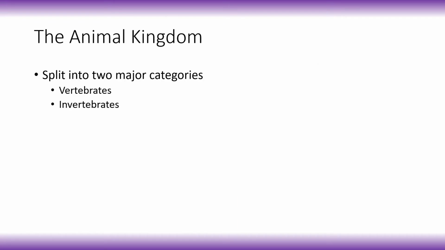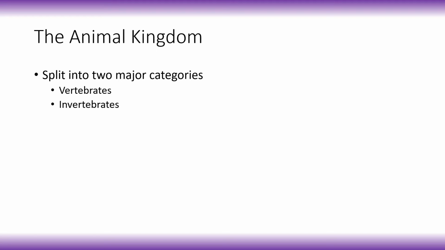So in this lesson, we're just going to be focusing on discussing the animal kingdom, and when we're talking about classifying animals, the first step is to split them into one of two major categories, and those are the two categories that you can see on the screen there. That would be vertebrates and invertebrates. So this is basically the first division of organisms in the animal kingdom.